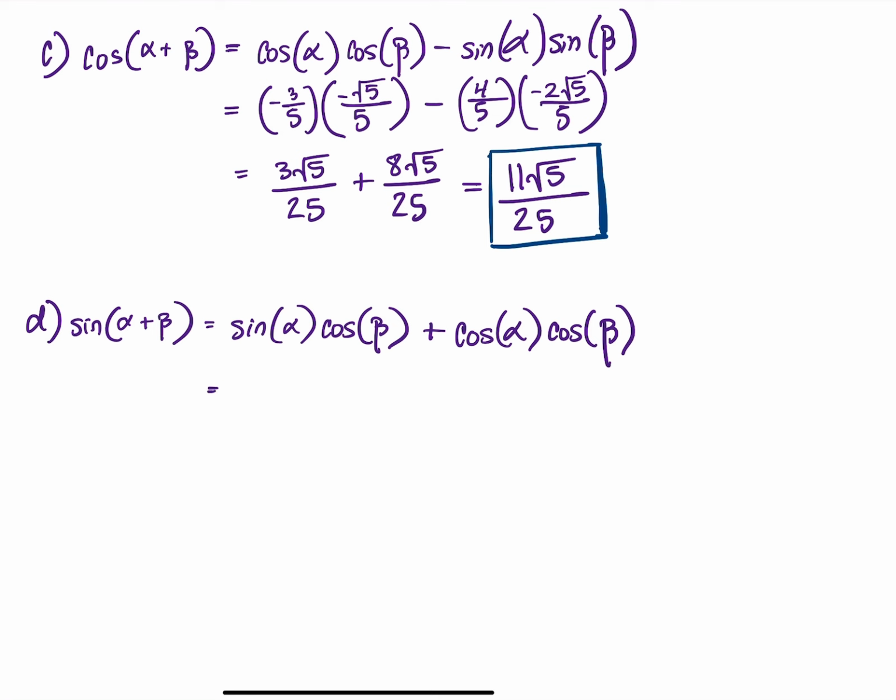The sine of alpha was 4 over 5. The cosine of beta was negative root 5 over 5. Plus the cosine of alpha, which is negative 3/5, times the cosine of beta. Oops, nope, wrote this wrong. This should be sine here. Yeah, sine, cosine, cosine, sine. Sorry about that. So cosine of alpha was negative 3 over 5, and the sine of beta is our negative 2 root 5 over 5.